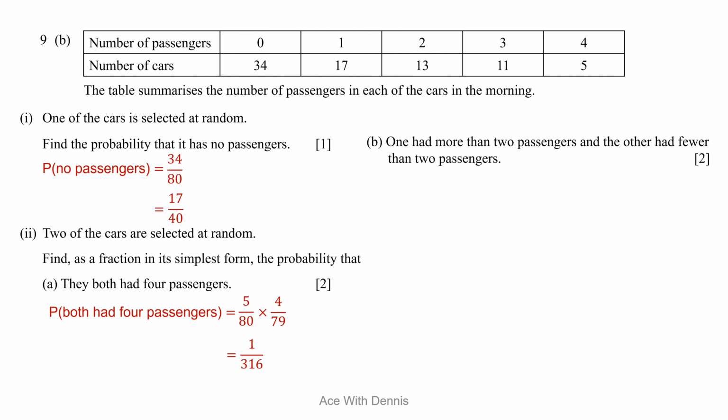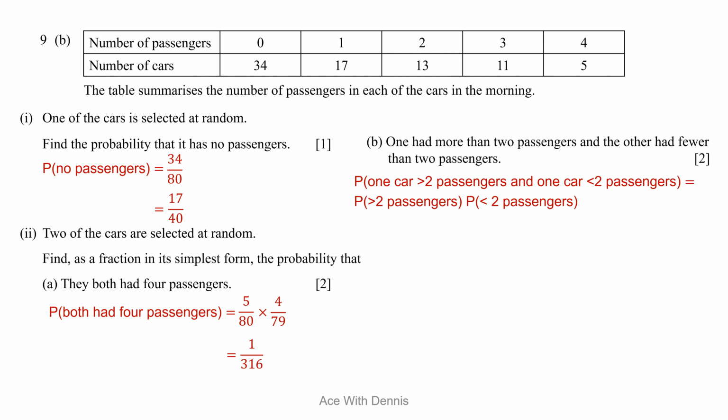B. One had more than 2 passengers and the other had fewer than 2 passengers. 2 marks. So to find the probability that one car has more than 2 passengers and one car has fewer than 2 passengers, the combination will be the probability that the first car has more than 2 passengers and the second car has fewer than 2 passengers, or, which means plus, the probability that the first car has fewer than 2 passengers and the second car has more than 2 passengers.